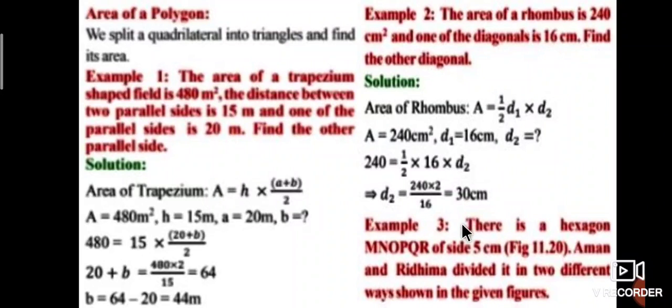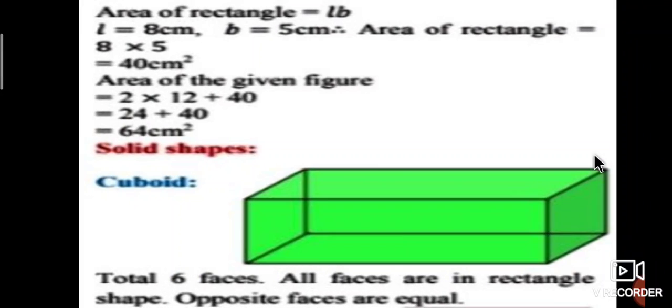Okay, next we are discussing another important example. There is a hexagon MNOPQR of sides 5 centimeter. Aman and Ridhima divided it in two different ways, as shown in the given figures. Find the area of that one.